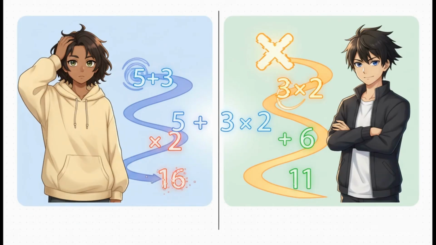So here it is, 5 plus 3 times 2. Now, if you just go left to right, you probably did 5 plus 3, which is 8. Then you multiplied by 2 and got 16, right? But what if you did the multiplication first? Then you'd have 3 times 2, which is 6, and 5 plus 6 is 11. So we have two totally different answers from the exact same problem.